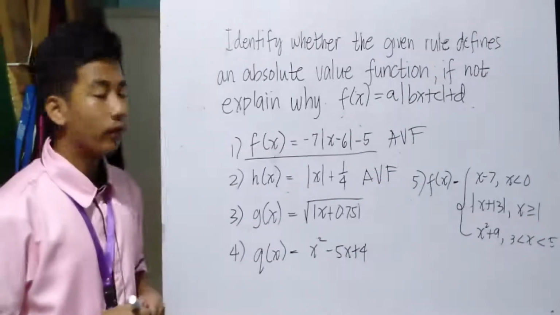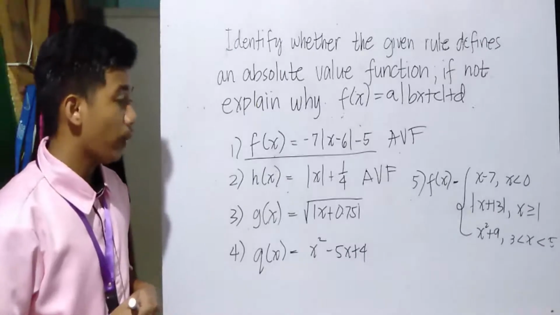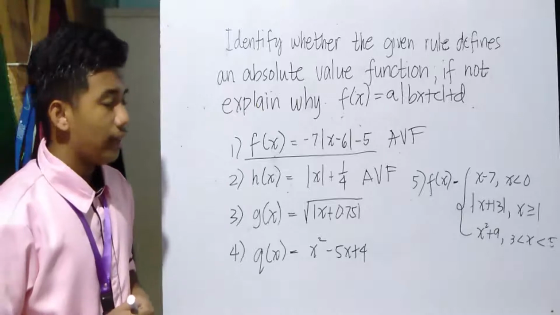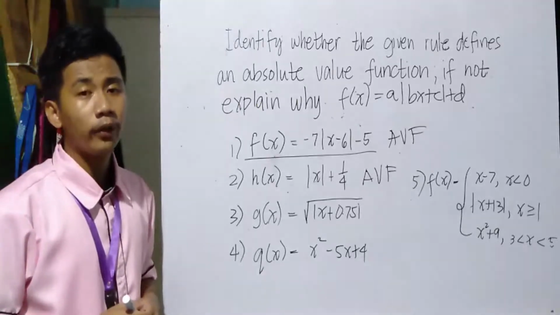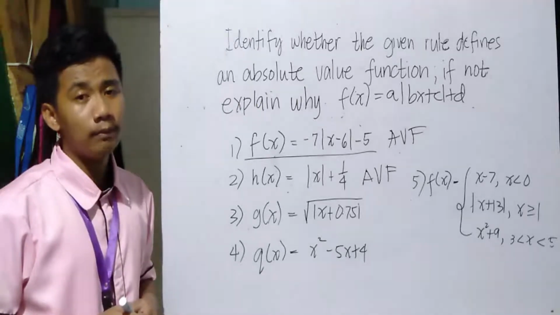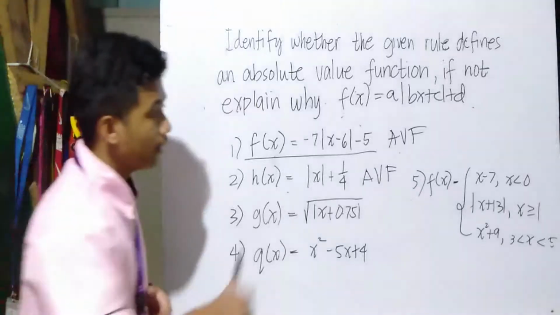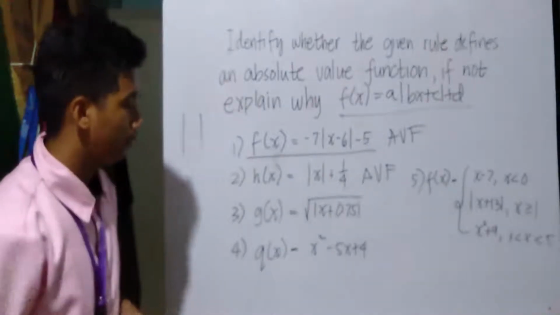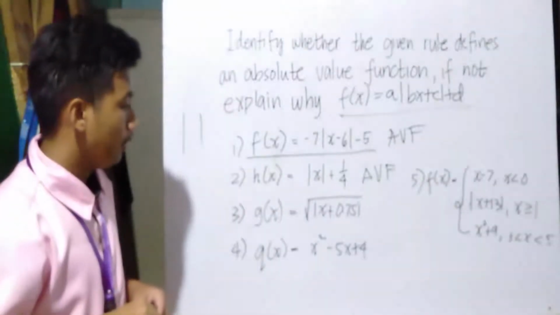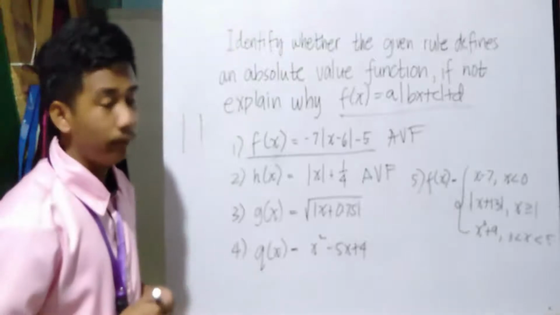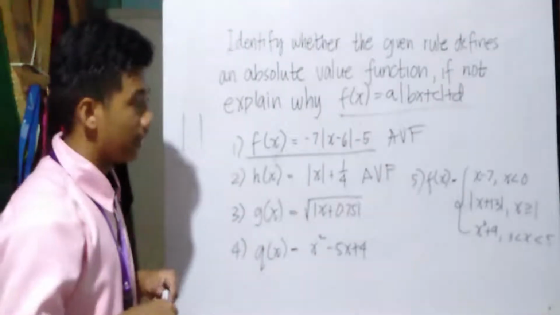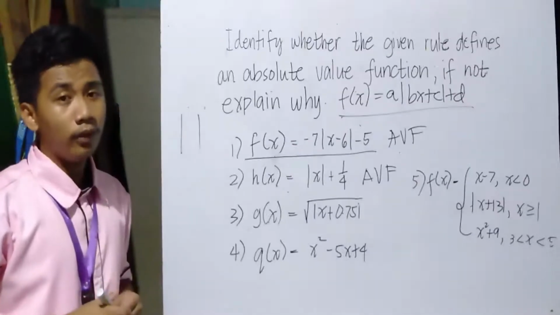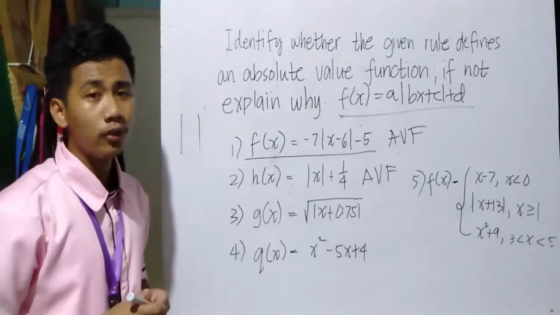For example number 3, we have g of x is equal to the square root of the absolute value of x plus 0.75. As mentioned earlier, to identify whether a given rule or equation defines an absolute value function, it should take the general form, or it should have the absolute value symbol. So, does g of x take the general form? Obviously not. Does it have absolute value symbol? Obviously yes.